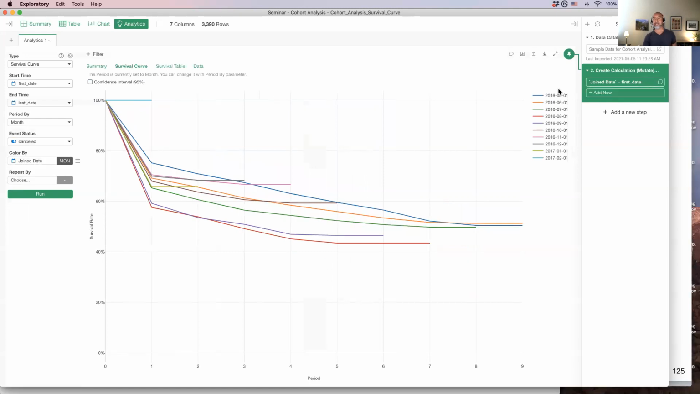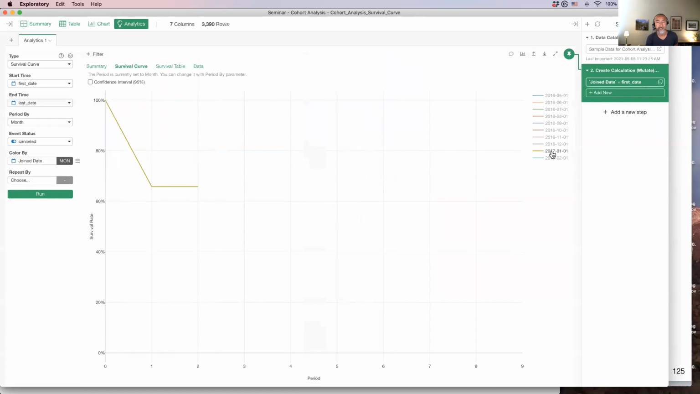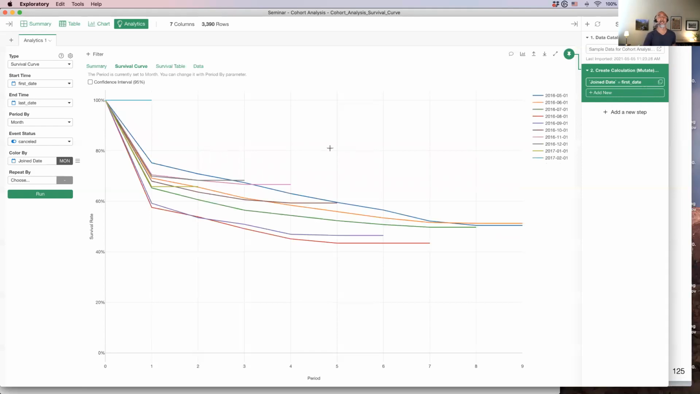Now I see 2016 May 1st. This blue one is the customers who converted in 2016 May. As opposed to this line, for example, I'm going to double click here. This line is the customers who converted in 2017 January, any day in January. What we want to observe is whether it's getting better or getting worse, right? So the oldest cohort is this one, and the next one is the orange.